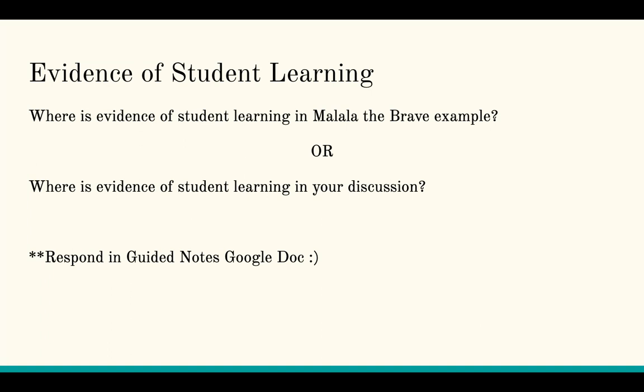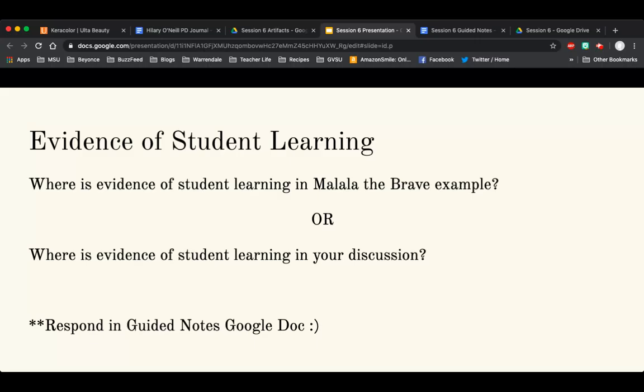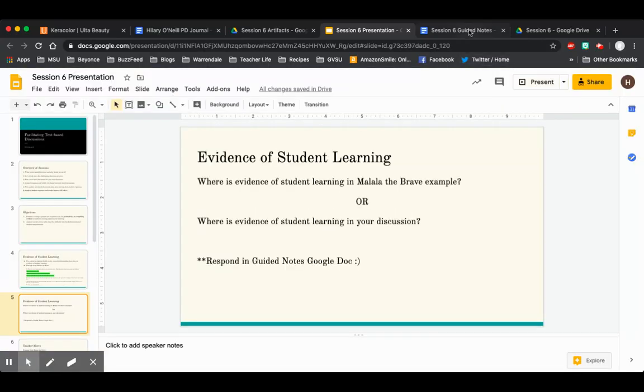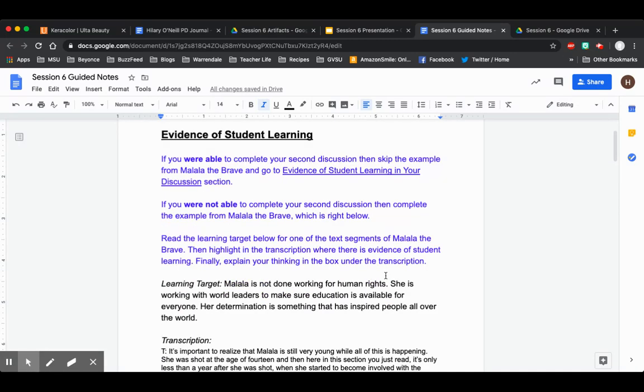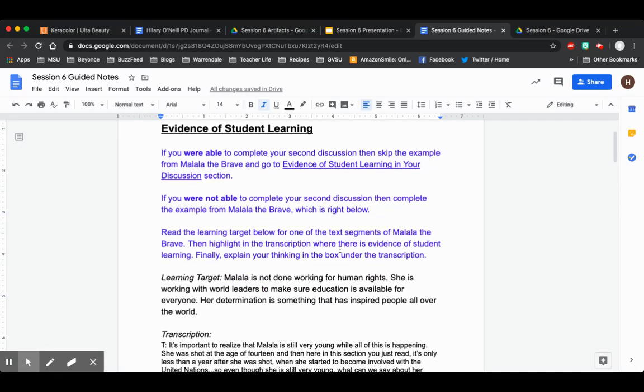So now I'd like you to show evidence of student learning, either in your own discussion or in an example I provided. I'm going to switch over to the Google Doc for this session, which is right here. You only have to do one of these.